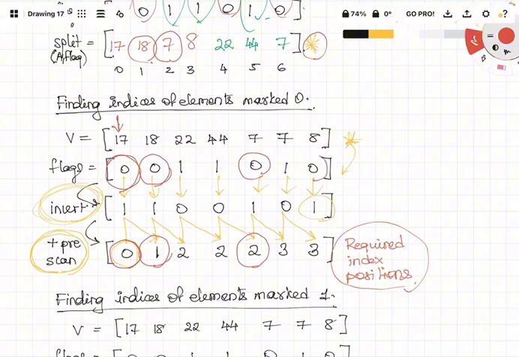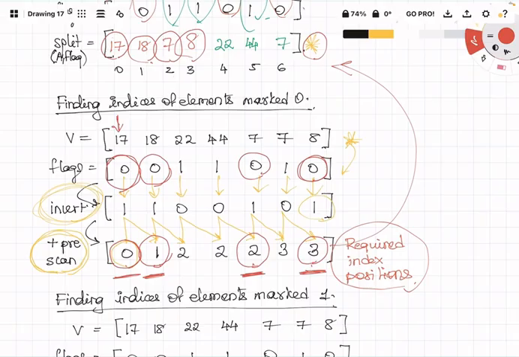And the final 8, which also had a flag of 0, went into position 3. So you see, this went into position 3. And so I didn't circle 17 because, well, okay, just to be consistent. So 17 went into position 0. All right. So you see, after you do a plus pre-scan, the elements which had the 0 vector will move into index positions 0, 1, 2, 3 respectively in the answer vector here. Which indeed is the case.